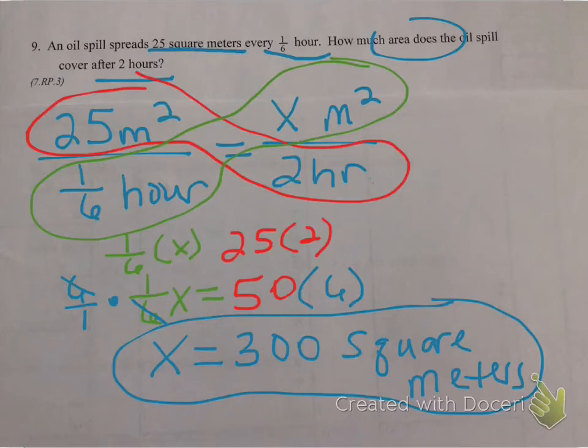Okay, you maybe thought there are 1/6 of an hour, there's 6 of those in 1 hour, so 12 in 2 hours, and then just ended up multiplying 25 by 12 and still got 300 square meters. That is totally an option. You could find the unit rate and then multiply by 2. That would work as well. Okay, let's take a look at the next problem.